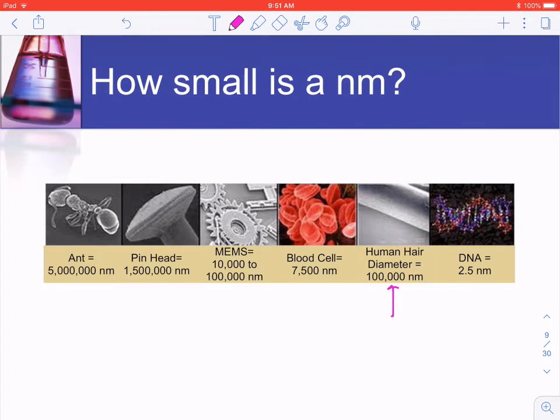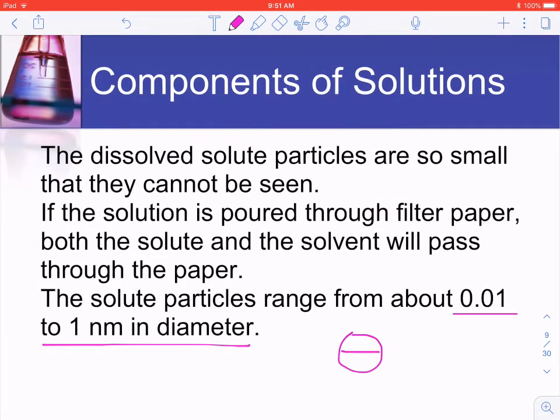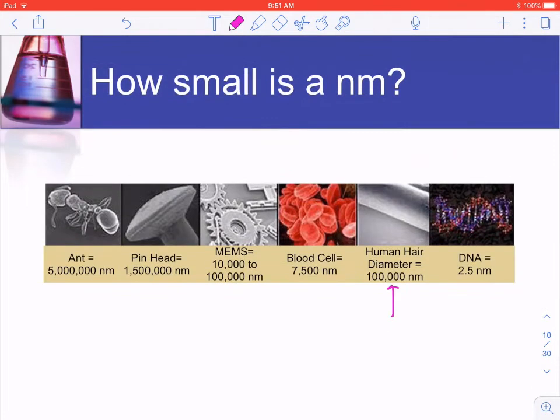So let's back up again. We said that solutions have a particle size of 0.01 to 1 nanometer. So that's about 1/100,000th of a human hair. So we're talking about things that are really, really small here.